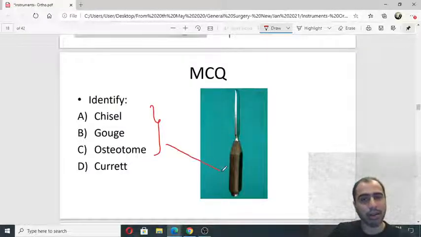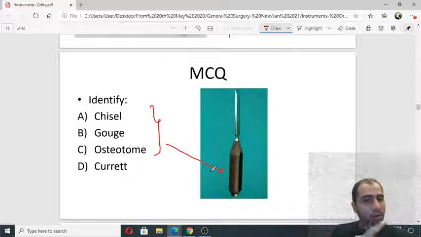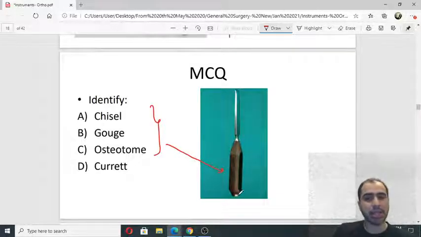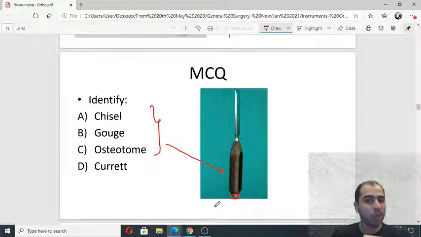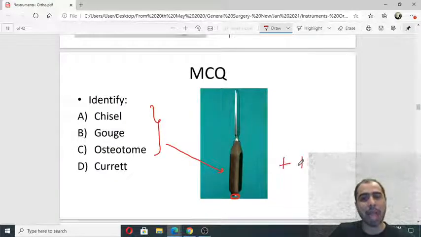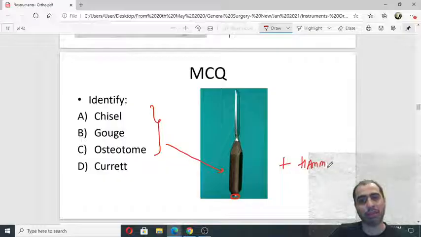The handle. The handle for all three is more or less the same. What do I mean by same? It means it has this knob over here. What is the role of this knob? What is the role of this knob over here? Yeah, the knob is for what? Because all of these three instruments are going to be used with a hammer. You know what a hammer is. The hammer will be struck over here.